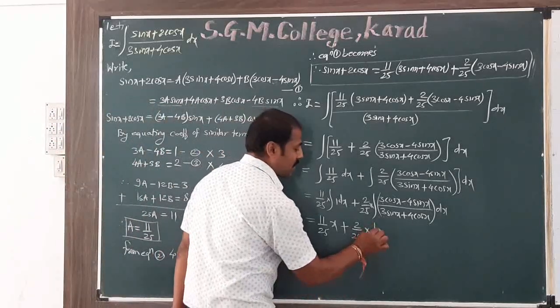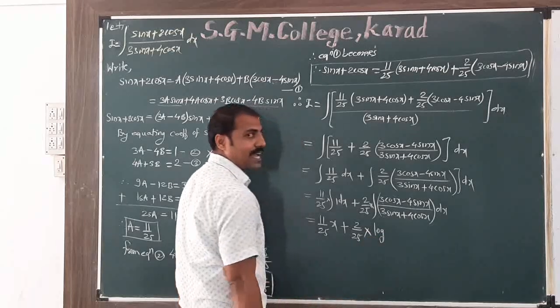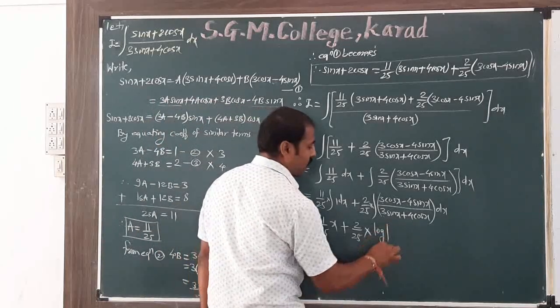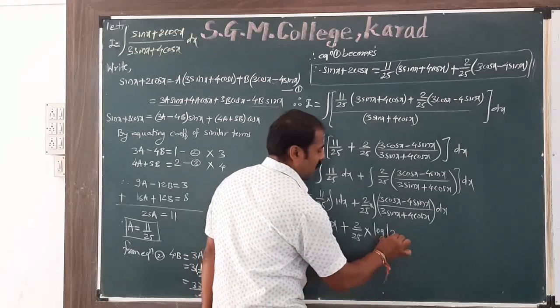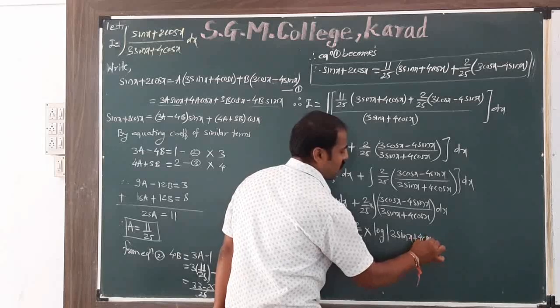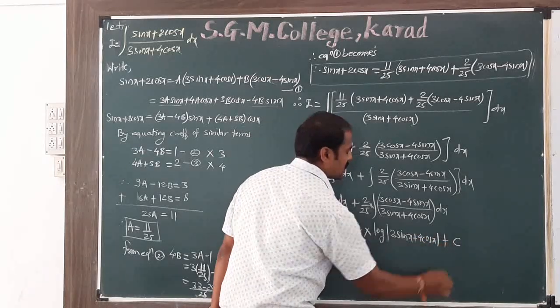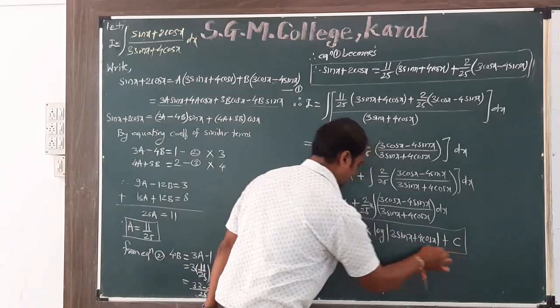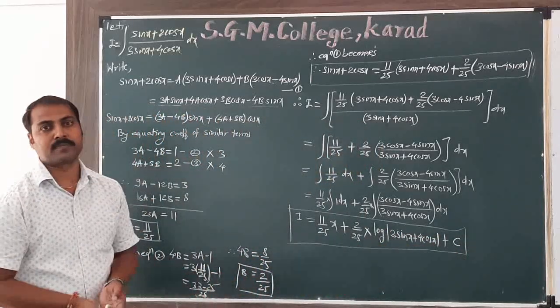So use the corollary, integration of f dash of x divided by f of x dx is equal to log of mod of f of x, log of mod of 3 sin x plus 4 cos x plus constant of integration c. Here is the final answer of the given question.